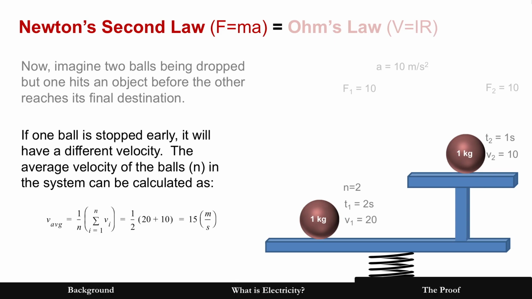And we're going to average out the number of balls, given a variable n. In this case, it's only 2 since there's 2 balls. And the velocity of one is calculated to be 10 meters per second. The other is 20 meters per second. And simple math, the average is 15 meters per second. All right, that's an example of Newton's law. So how does this relate to electricity?